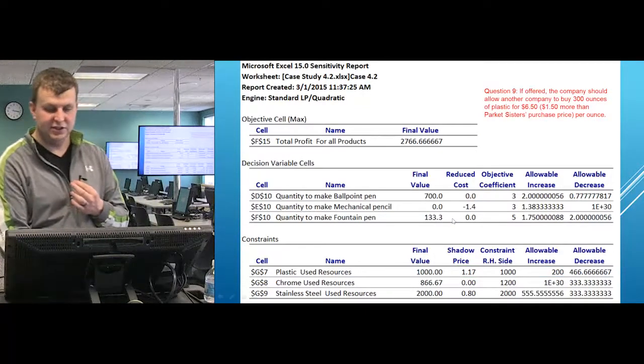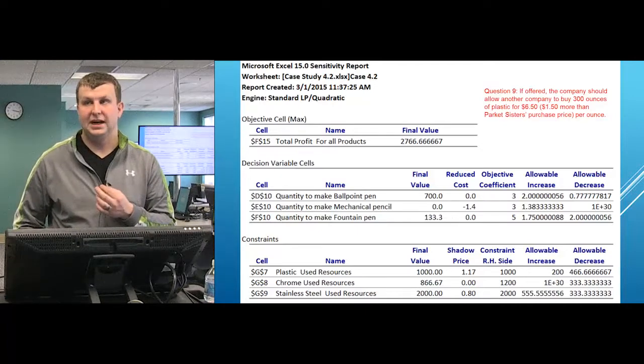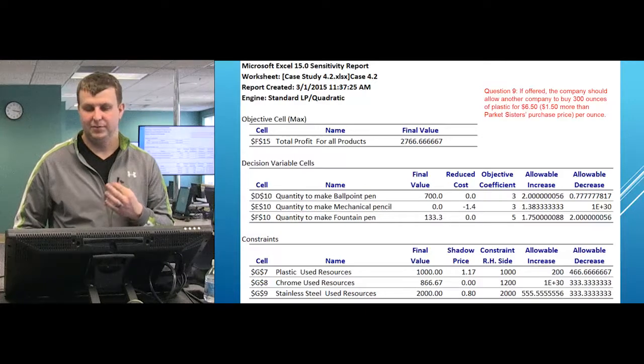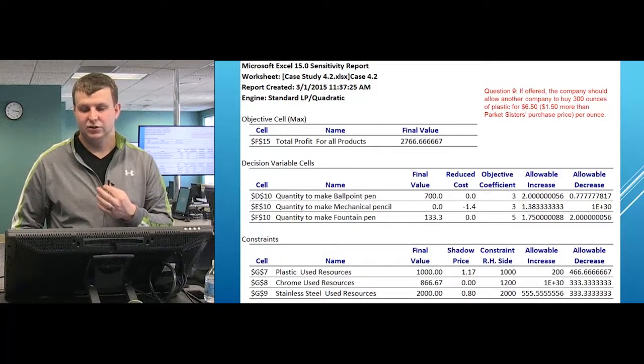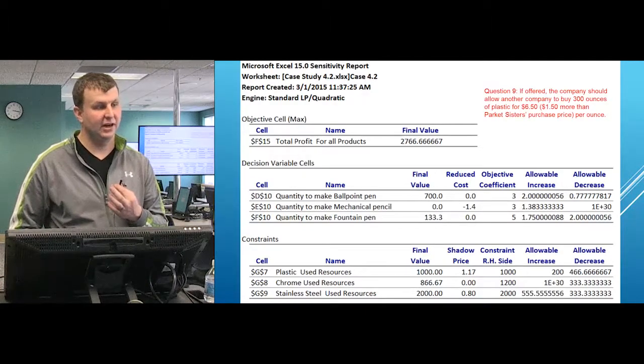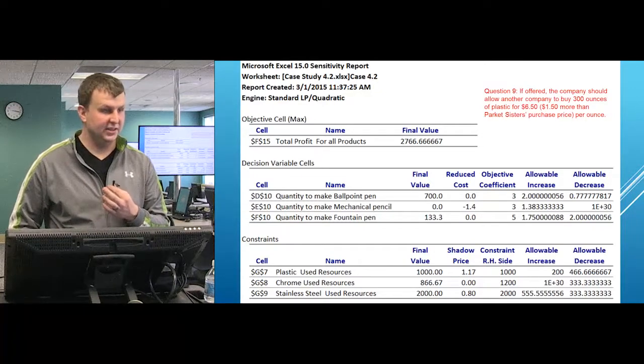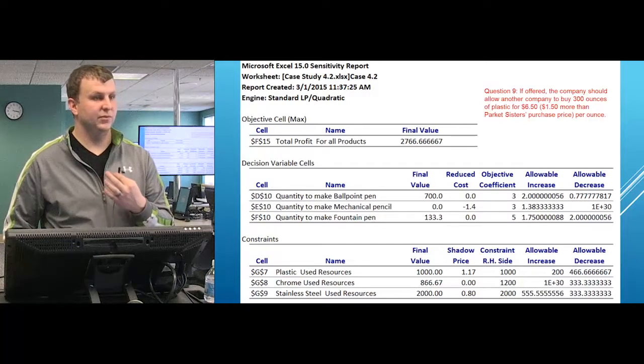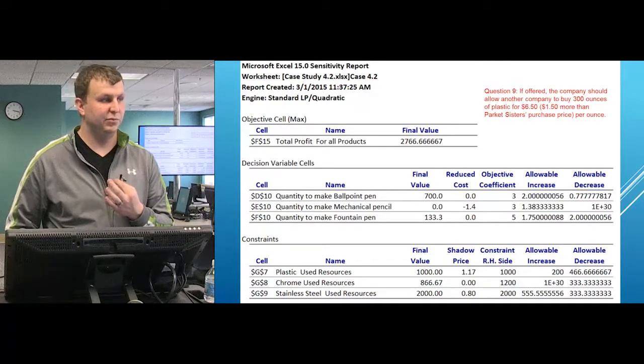So the next question is, if another company offered to buy 300 ounces of plastic from the Parkett sisters, should we sell it to them? Is that a reasonable thing? When we did the analysis, we said we're selling it for $6.50, but we were told that our cost was $5. Since the amounts in the original part of the model were profits, we had to convert that into a profit and say that it's $1.50 more than our sale price. So if we sold it to this company, we'd be making $1.50 of profit.